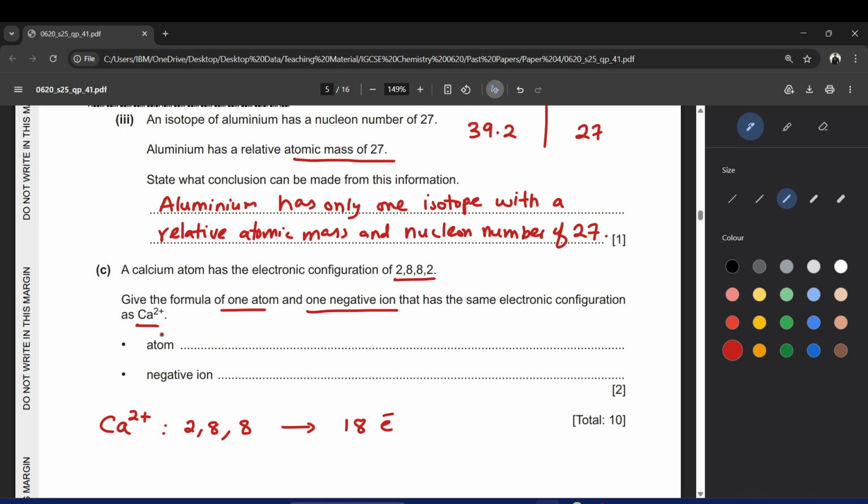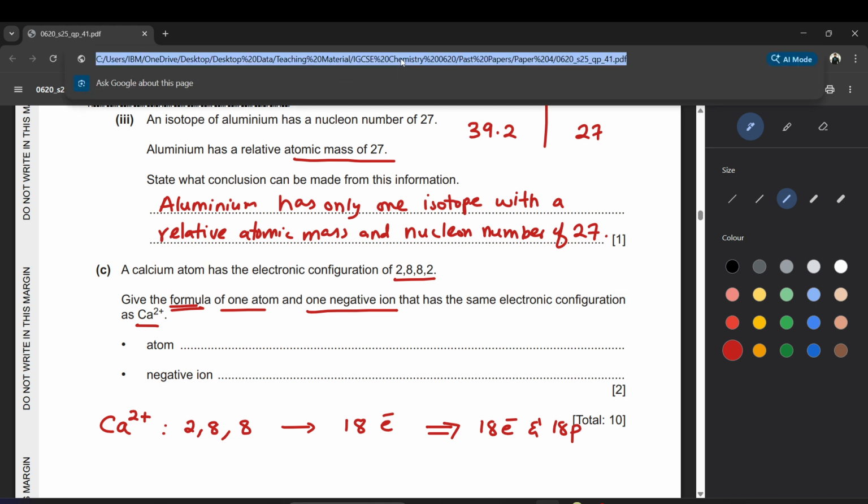All right, now we need to give the formula of one atom. Okay, so you have to give the formula, no need to give the name or anything else, but the formula of one atom that has the same electronic configuration. So an atom could be an element from the periodic table. Okay, so we have to look at the periodic table, to see which element has 18 electrons and 18 protons, because if it is an atom, it has to have the same number of protons and electrons, right? All right, so let us, okay, let me open it over here.